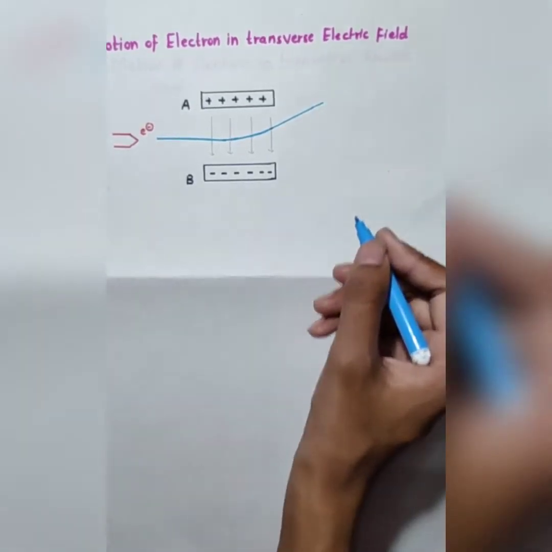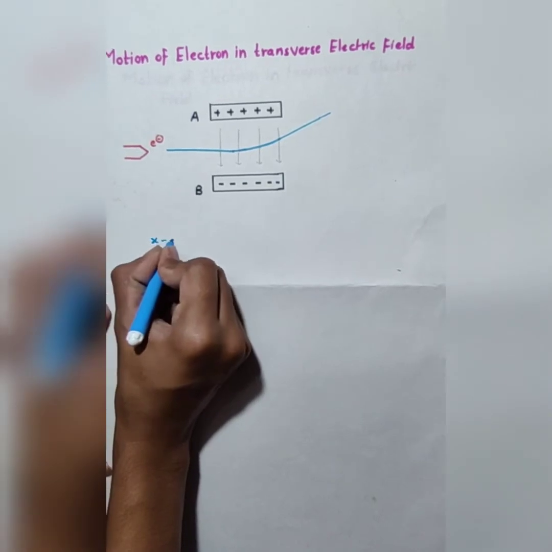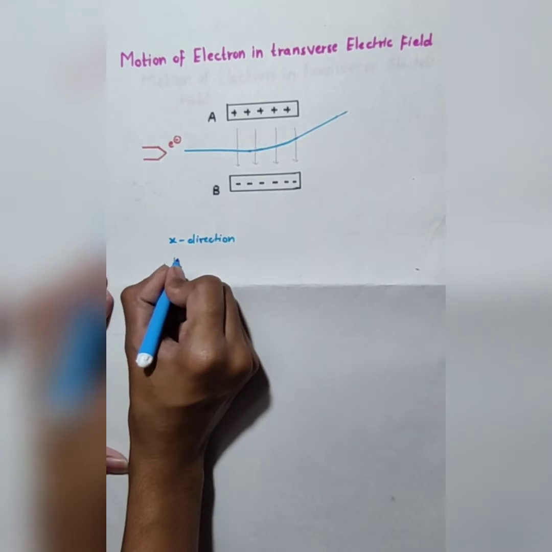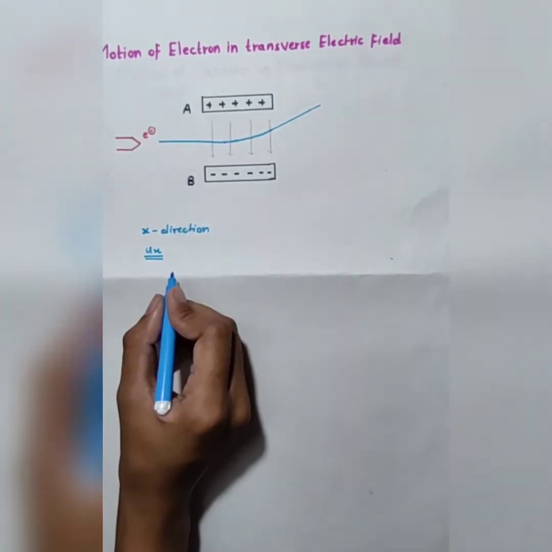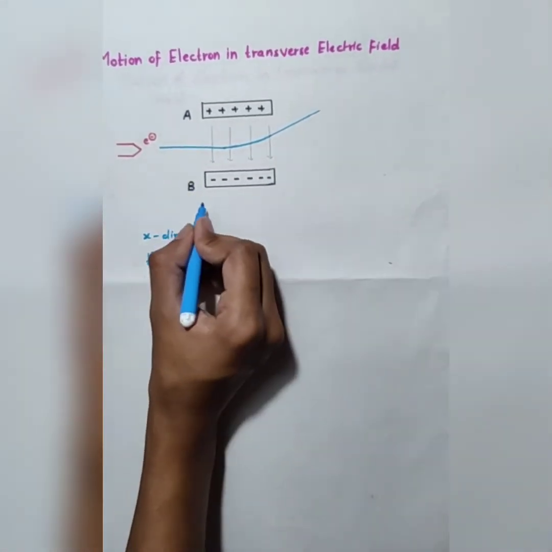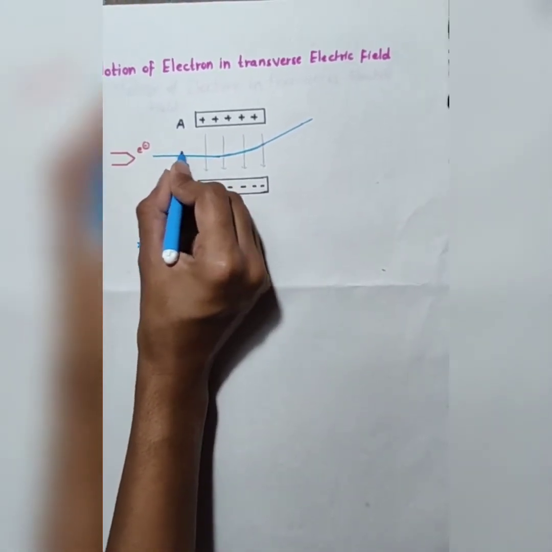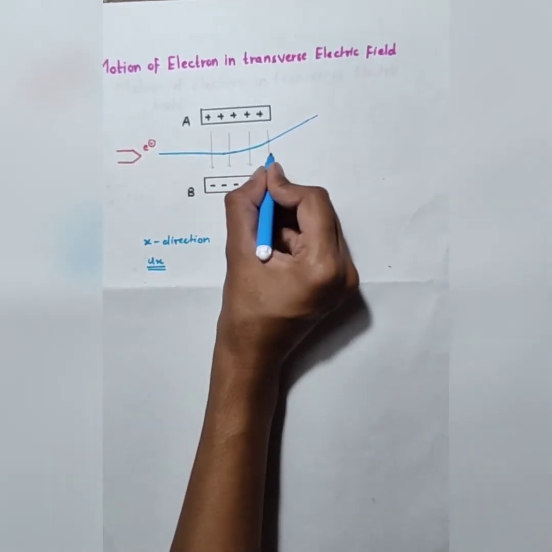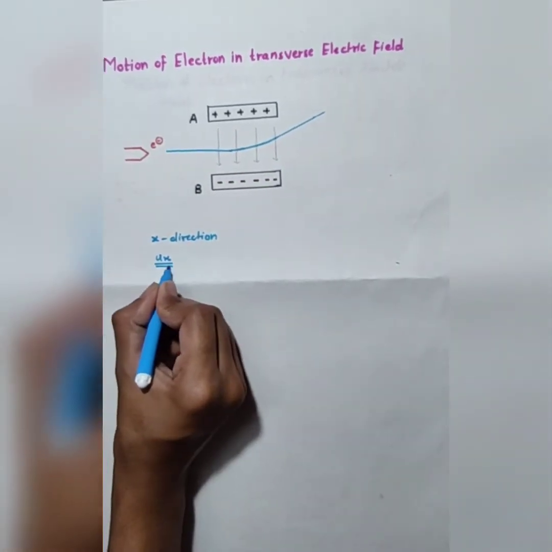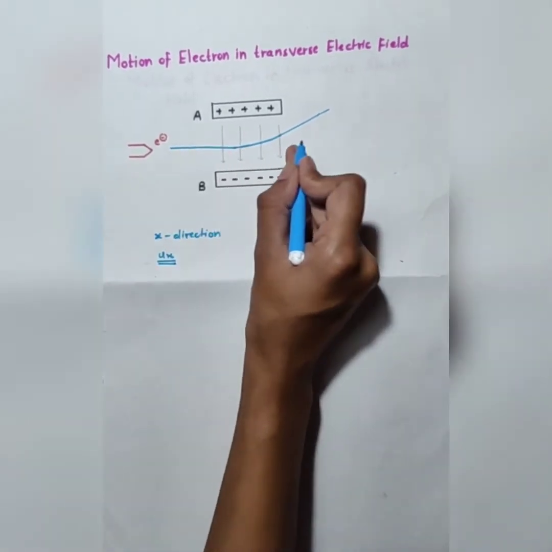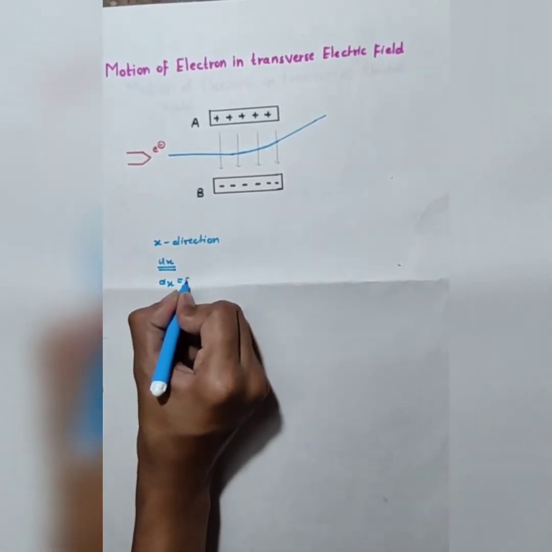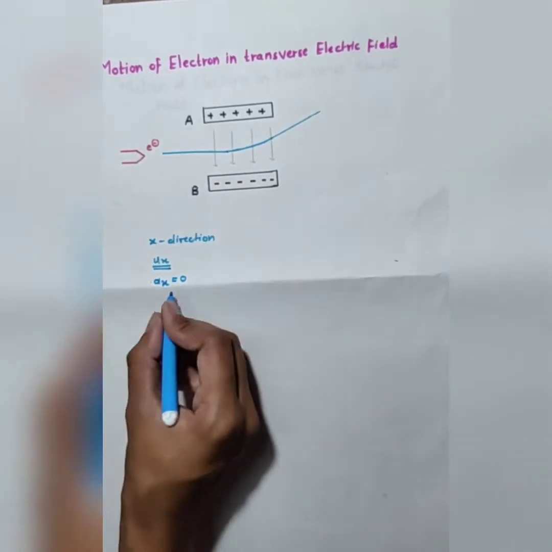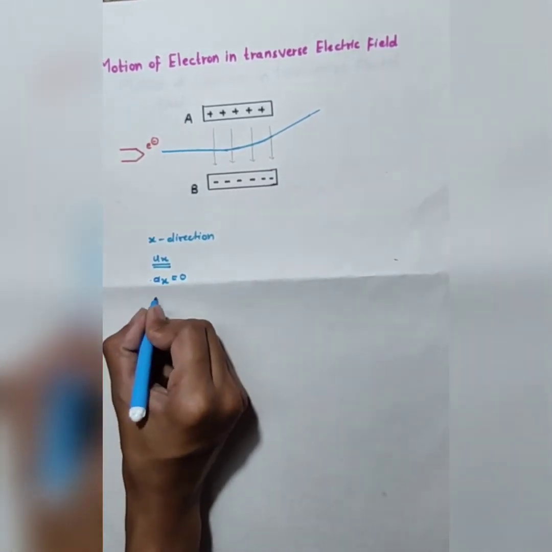Now let's understand motion of electron in x direction. In x direction, initial velocity of electron is ux. Here motion of electron initially is only in x direction, and further as electron moves forward it will experience force only in y direction. So initial velocity in x direction is taken as ux, and acceleration in x direction will be 0, as here force acts only in y direction. So further velocity of electron in x direction will be constant.